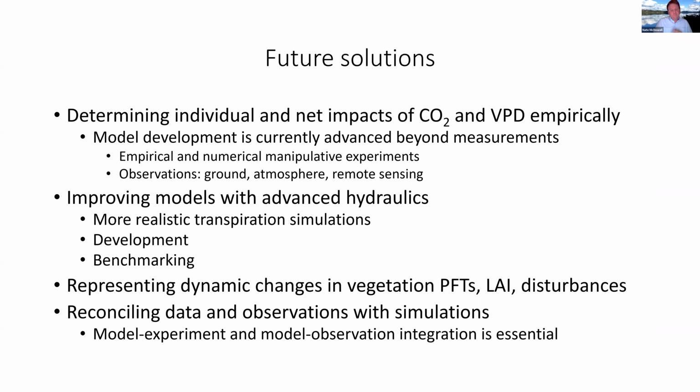I think if the modeling community really wants to get more trust from the empirical community, and probably vice versa, it's really that model experiment benchmarking that really builds trust and builds acceptance that the science is representative of what we really think happens. So this is exciting to me.